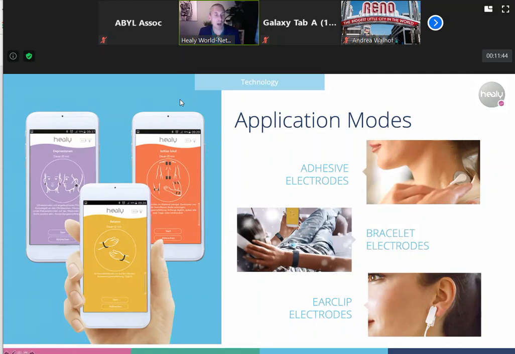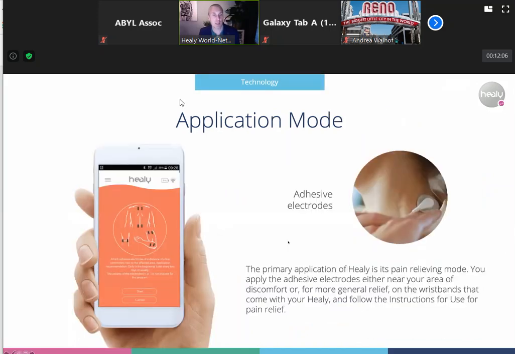There are about 120 programs divided over 16 program categories. When you select a program category, in most parts of the world, it will say you need to have ear clip electrodes or wristband electrodes or adhesive electrodes for local issues. But in the USA, for FDA reasons, there are only adhesive electrodes delivered with your Healy, but the wristbands are sent to you afterwards. So you can still do a lot of things.